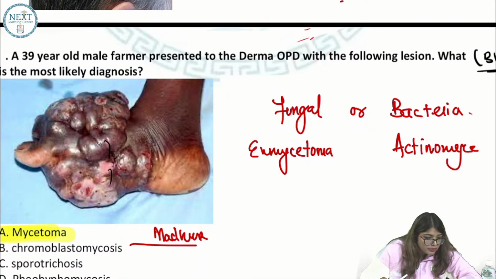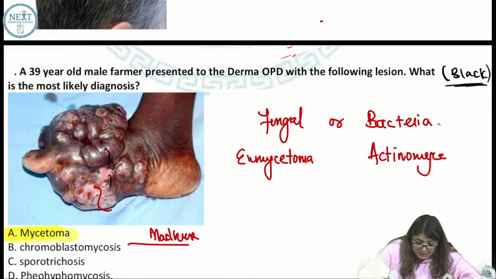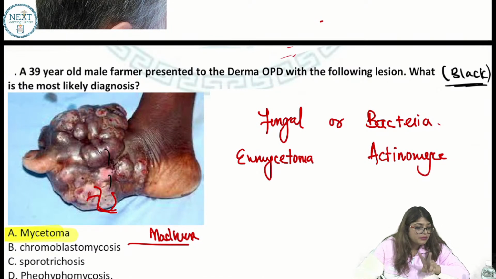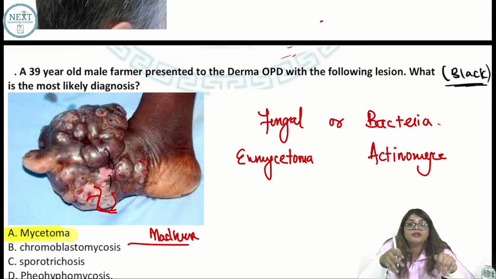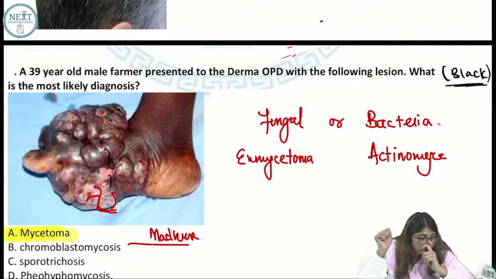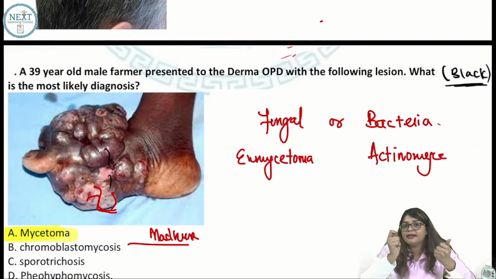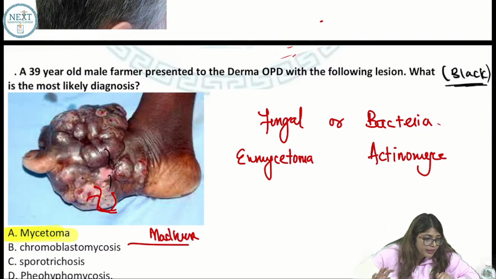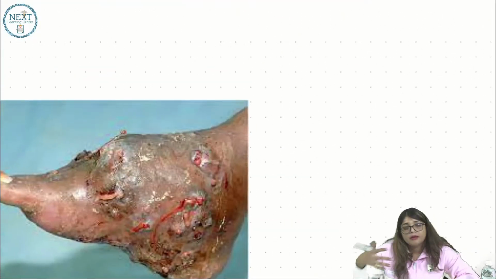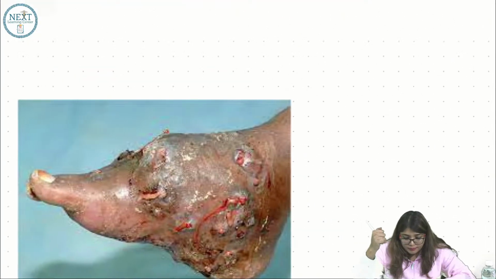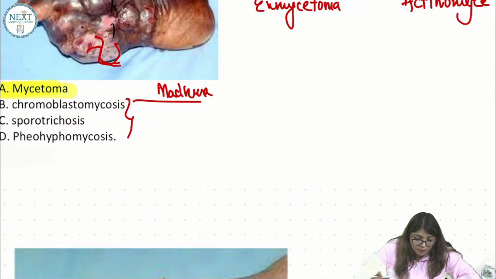So there are two causes. And what can you see? There will be discharges. What is the difference between your bacterial and fungal infection? There are white grains seen in bacterial and dark grains seen in fungal. Dark discharges, very good. Now, this is nothing but your Madura foot.